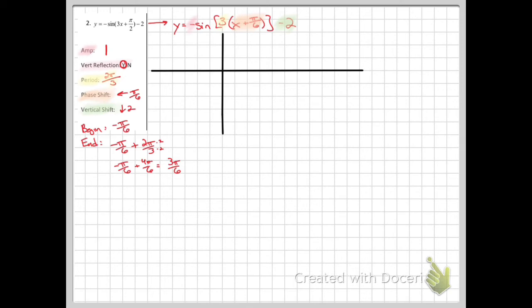It is counting by sixths, so my phase is in sixths, my end is in sixths, so I want to count by sixths. Negative pi over 6, 1/6, 2/6, 3/6 is where it ends, so that's as far as I need to go. Okay, my green line, my midline, is down 2. I'm on graph paper, so I wasn't going to put the tick marks, but we should put the tick marks to see. So I'm down 2 for my midline.